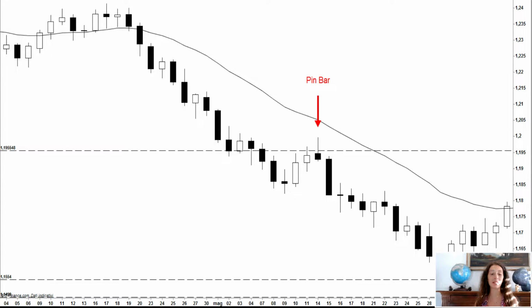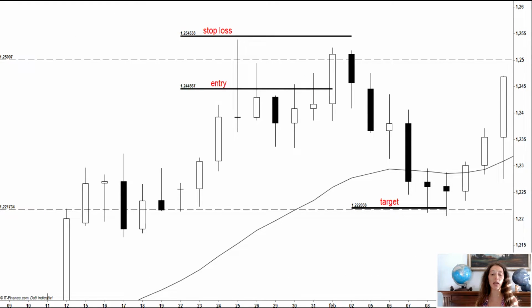In this case, the key area 1.16. Entry then at 1.1920, stop loss at 1.2005 and the target at 1.1610. In this way, I will have a position of 85 pips of maximum loss and 310 pips of possible profit taking. Another example is always on the EUR/USD pair.